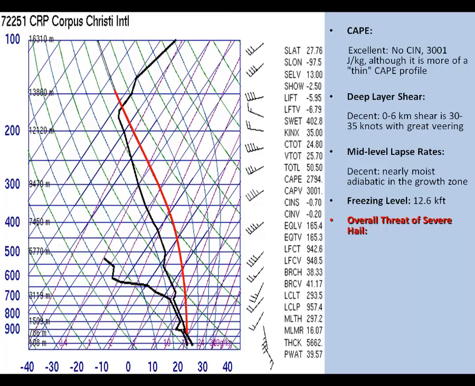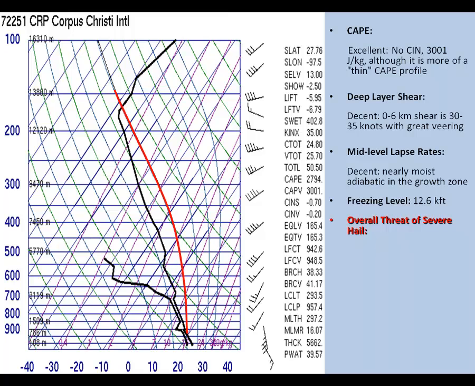Let's take a look at a sounding from Corpus Christi. First of all, just looking at the cape, it's around 3,000. Not too bad. That's a pretty good cape. The shear is pretty good here in this case, about 30-35 knots from 0 to 6, so you have good shear. The mid-level lapse rates are pretty decent.